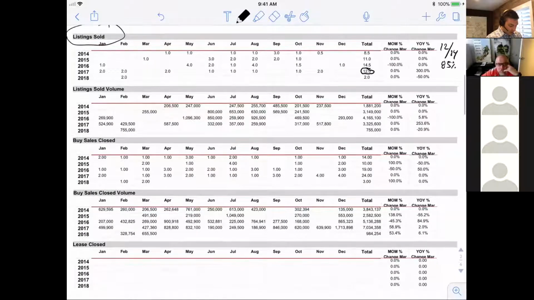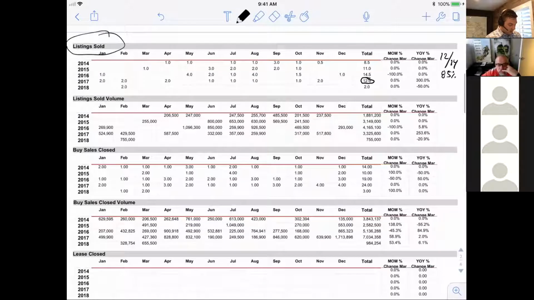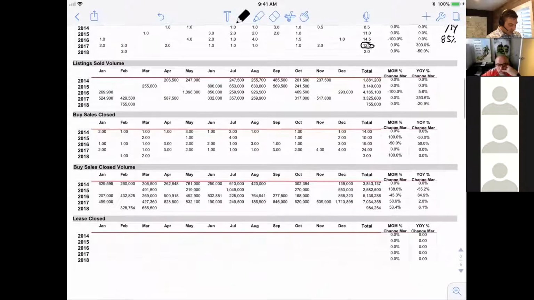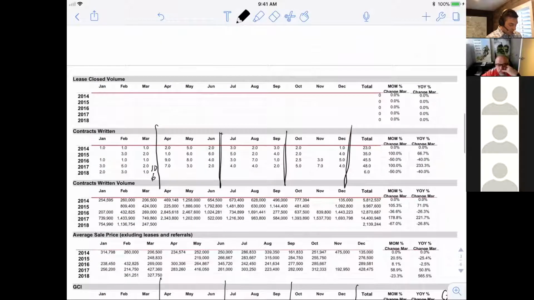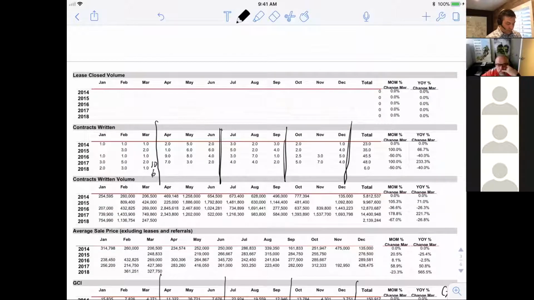A lot of these things are things you'll dig into on a deeper level: listing sold volume, buyer sales closed, contracts written is another important one, particularly for an agent like this that's really strong working with buyers. You can see, again, highlighting here, she's 40% behind on contracts written from where she was a year ago. She had written 10 contracts by the end of the first quarter of 2017, and she's only written 6 so far. Month over month, from March to March, she's behind 50%.